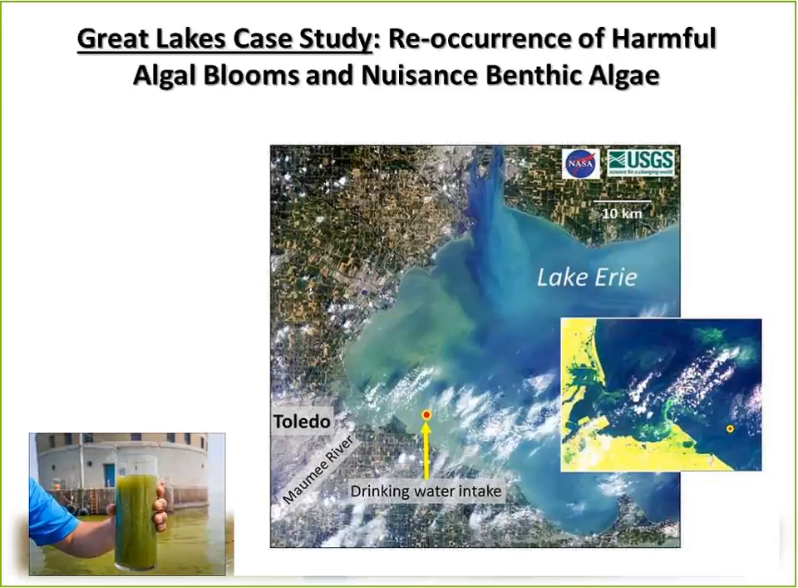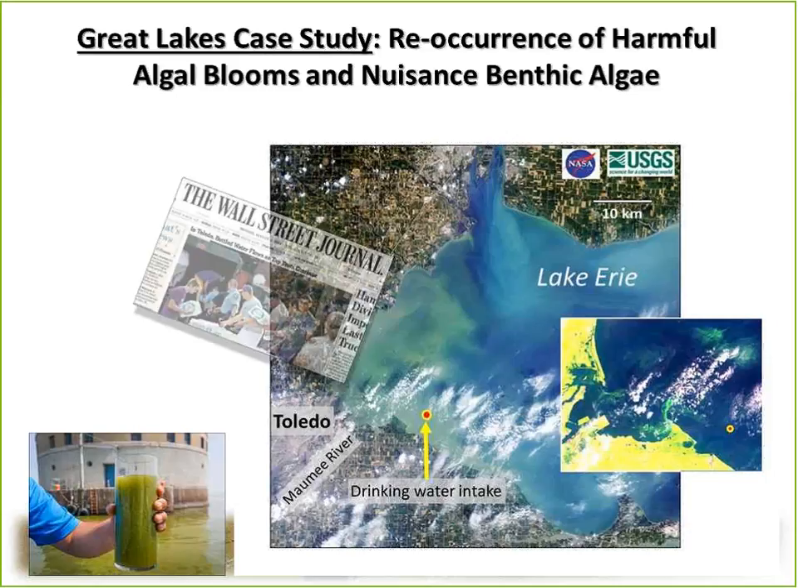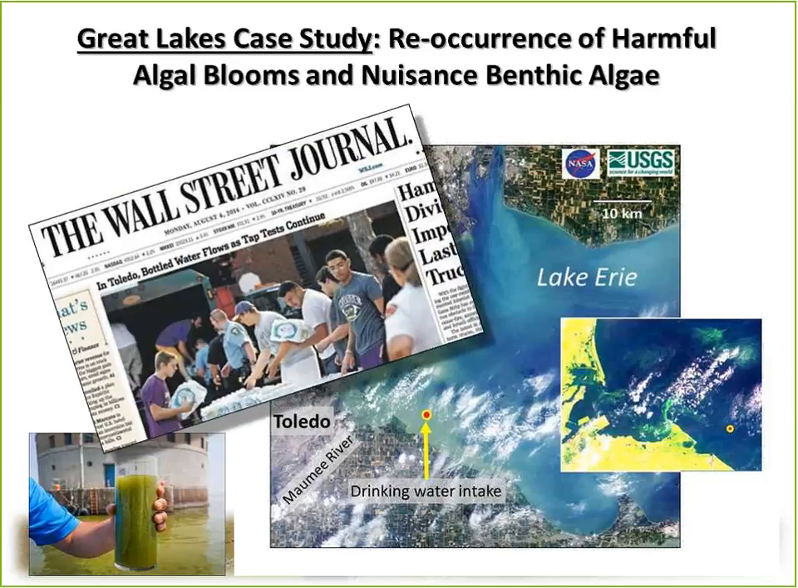So I want to talk about a couple of case studies where this has come up in the Great Lakes. One of them is the reoccurrence of harmful algal blooms and nuisance benthic algae. What got the most attention, I believe last year, was that the city of Toledo had to shut off its water supply because it was choked with toxic blue-green algae, Microcystis. And there were models and limits in place for phosphorus in the Great Lakes for 25 years that said that shouldn't have happened. So the technical people and the decision makers had to go back to the drawing board.